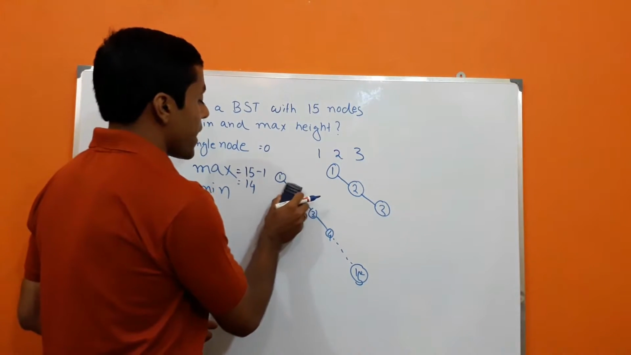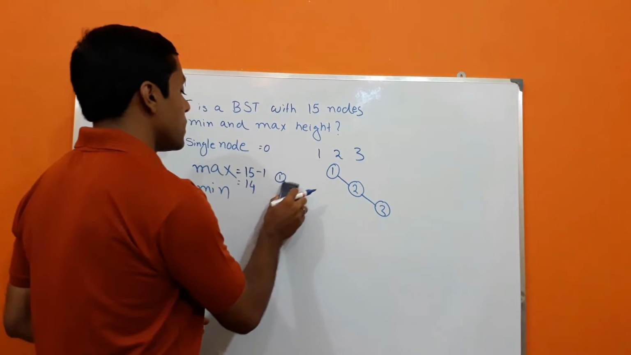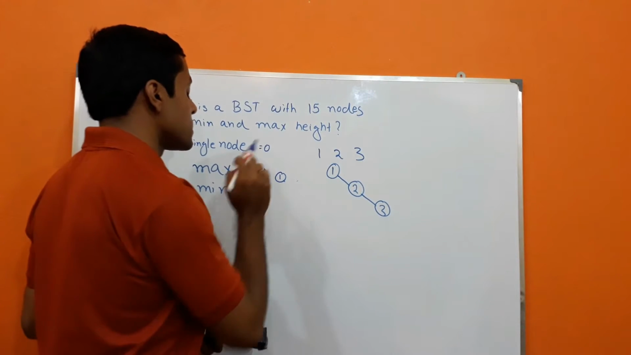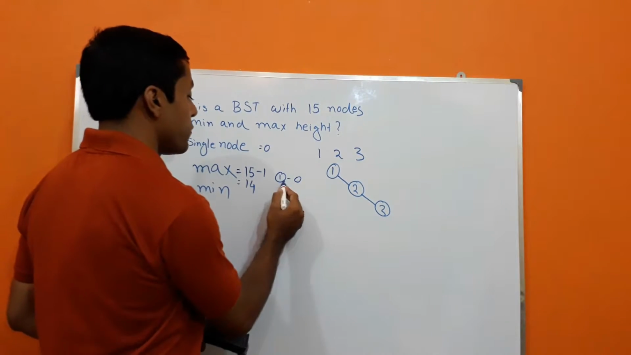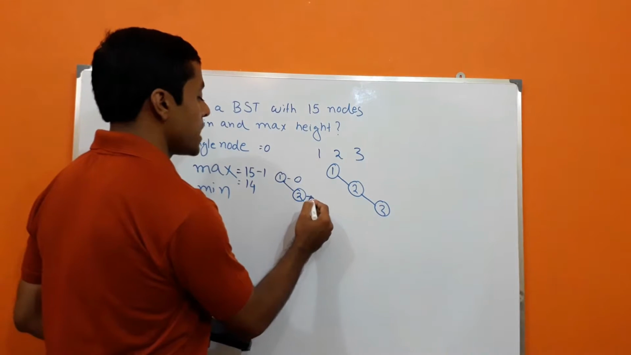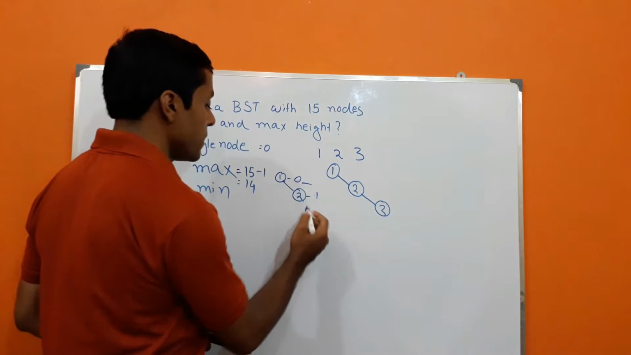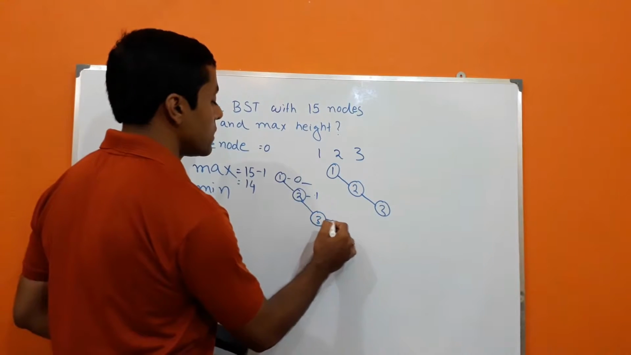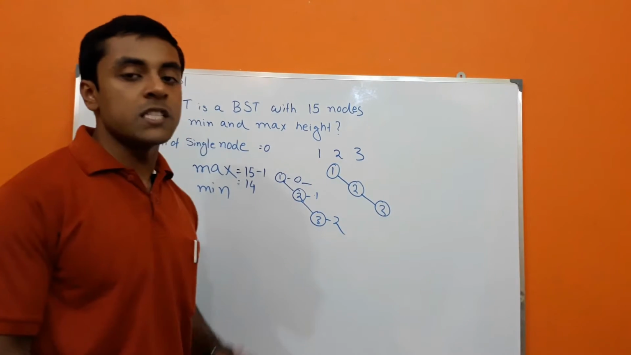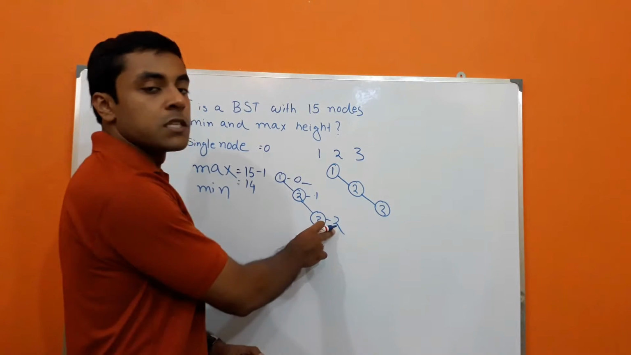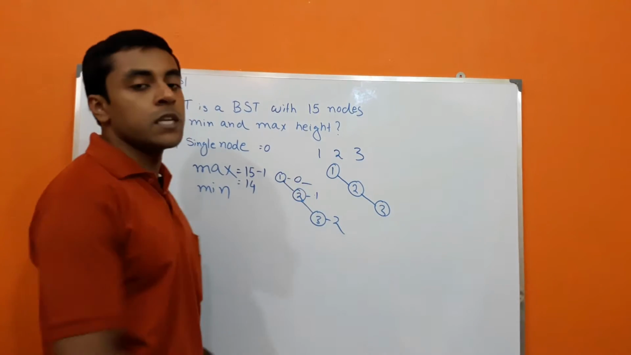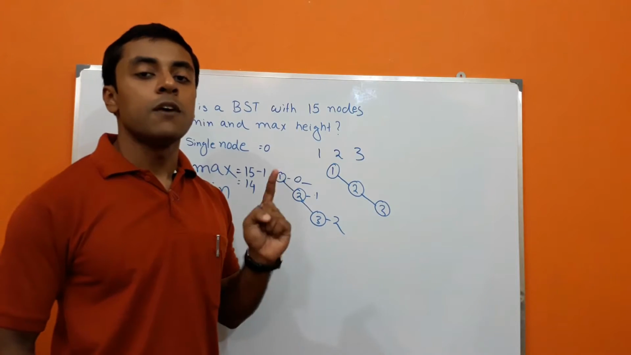So if I write only a single node, that is 1, the height of this tree is considered as 0. If I add another node here, the height of this tree will be 1. If I add another node, the height will be 2, and so on. So if we have 3 nodes, the maximum height possible is 2. Similarly, if we have 15 nodes, the maximum height possible is 14.